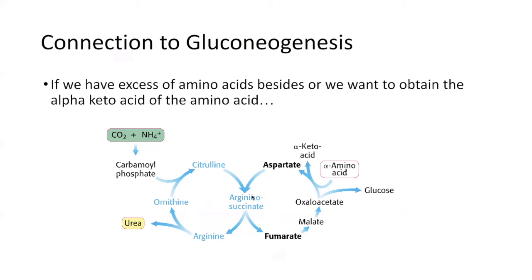Now all this excess nitrogen that we talked about isn't just ammonia. It's also in the form of amino acids, and this allows us to recycle them. Any questions from the people in real time about the urea cycle?